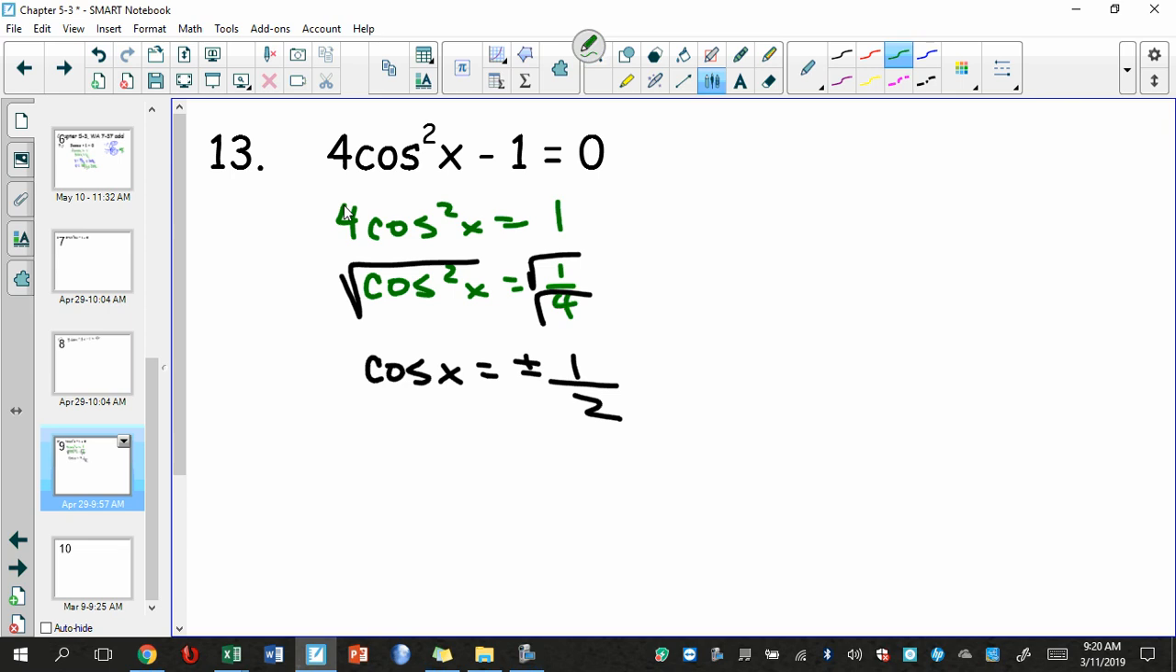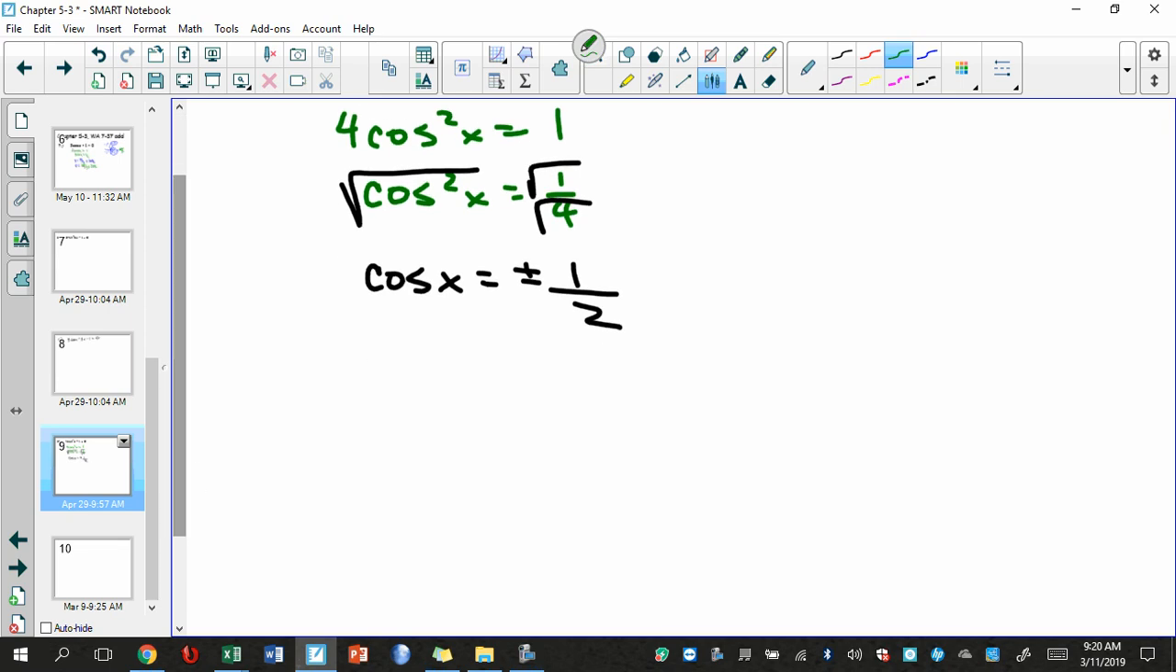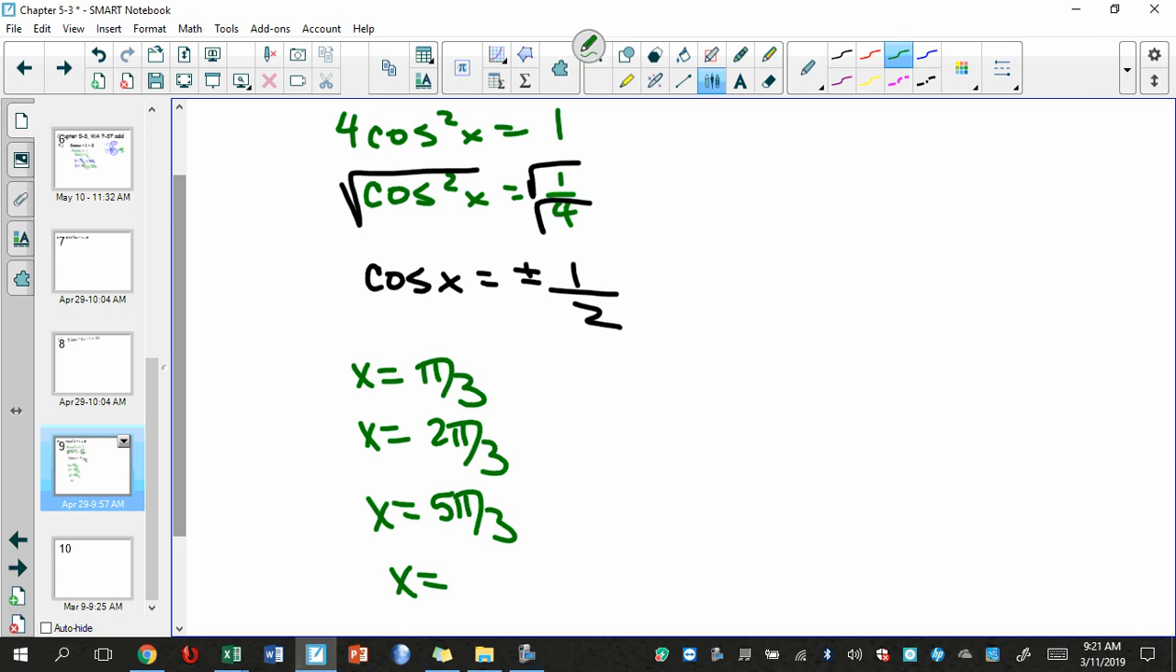Now, the way your textbook, you may see this, is what it's going to do is you're going to say that x is equal to pi over 3, 2 pi over 3, 5 pi over 3. I missed one, sorry. 4 pi over 3 and 5 pi over 3.